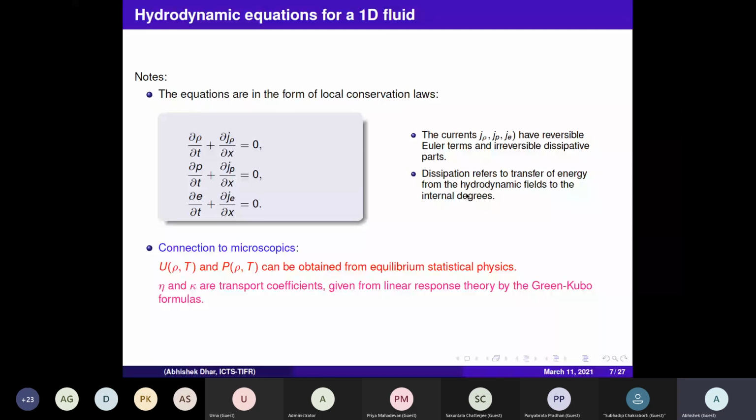Okay, so the entire system is completely a conservative system, in which the total energy is exactly preserved. But when I say dissipation, it just means, for example, if you stir a fluid in a beaker, after some time you see that the flow stops. So where does this kinetic energy of flow go? It basically goes into heating the fluid a bit, maybe, right? So this is what I will refer to as dissipation. Okay, and apart from that, there is some connection to microscopics, in that I need, for example, the internal energy as a function of density and temperature, and the pressure.